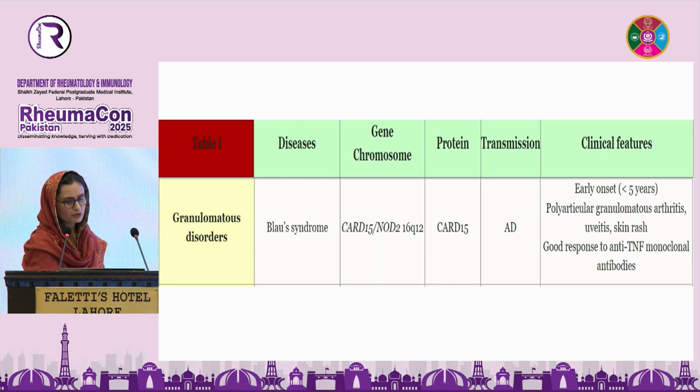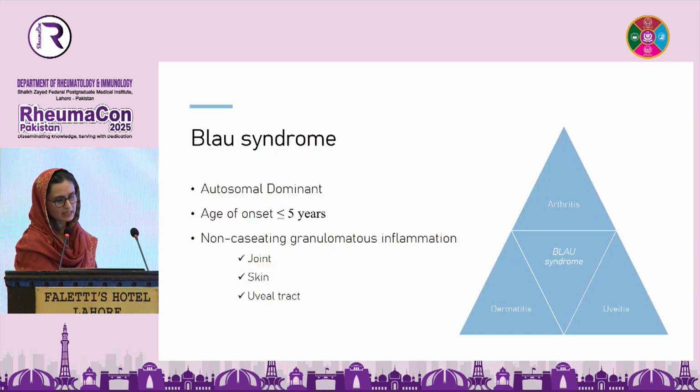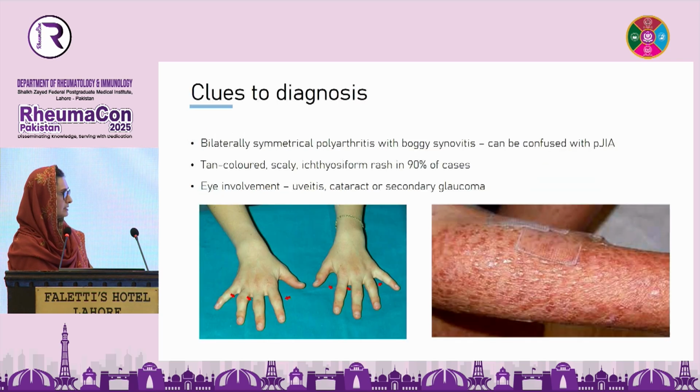Next, we move on to granulomatous disorders. Here again, we have a couple of diseases, but the most prominent of these is Blau syndrome, which is basically a triad of non-caseating granulomatous inflammation that we see in joints, skin, and uveal tract. So these patients present with arthritis, uveitis, and dermatitis.